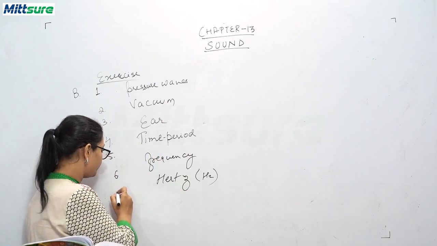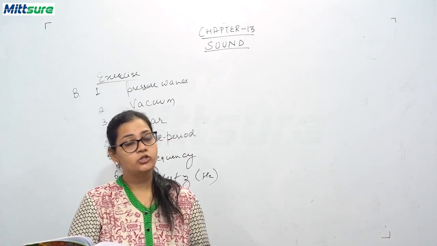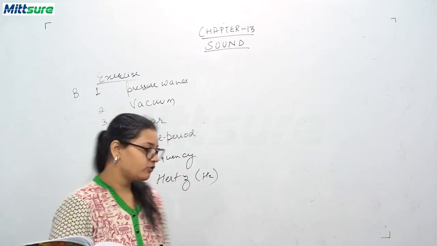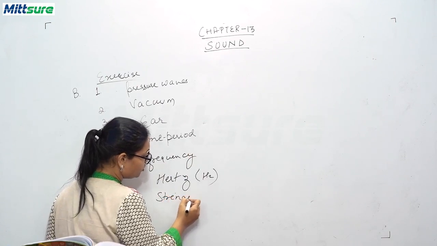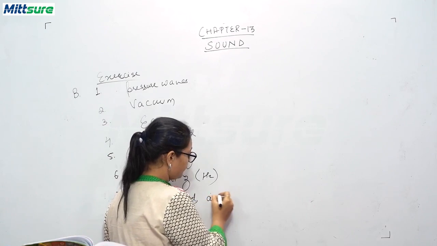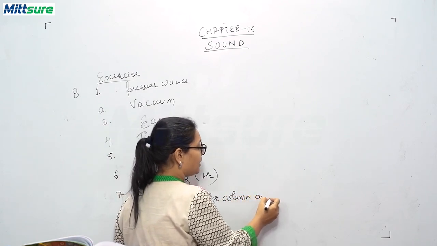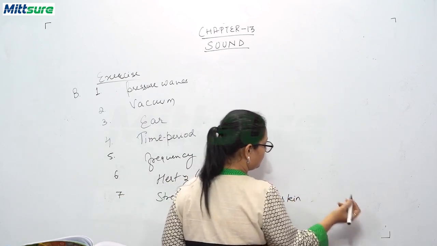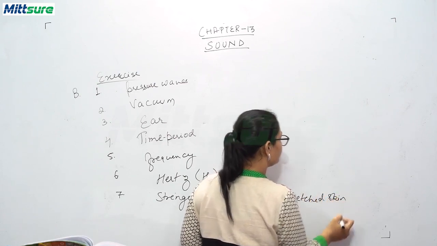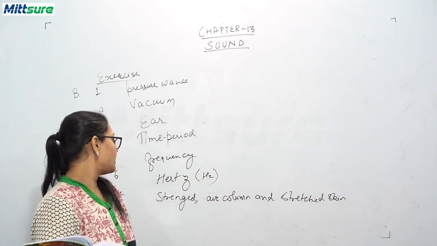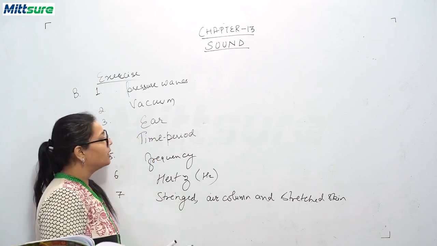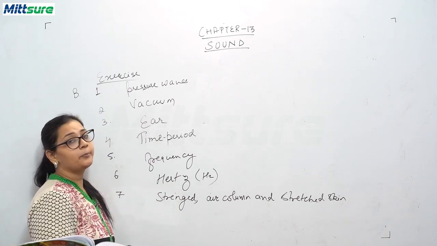Seventh, musical instruments use vibration of stretched dash and dash to produce sound. So musical instruments use vibration of stretched strings, air column and stretched skin to produce sound, or you can also write stringed, wind and percussion to produce sound. This is more appropriate. This completes the B question, that is fill in the blanks with appropriate words.